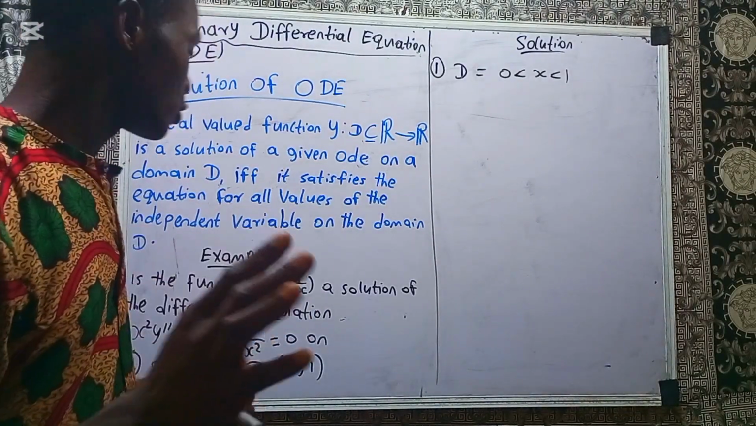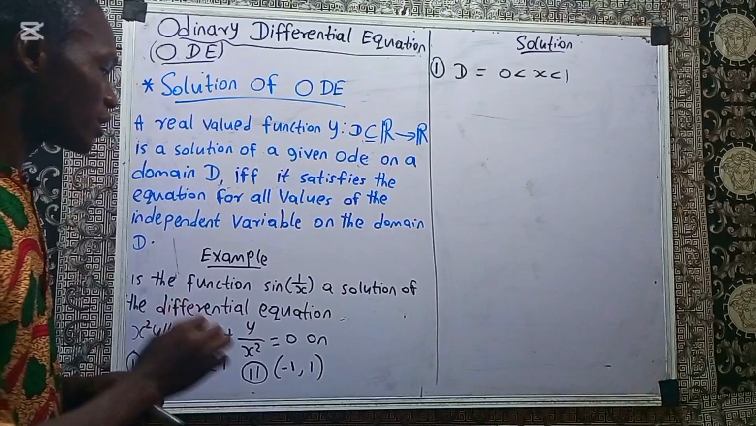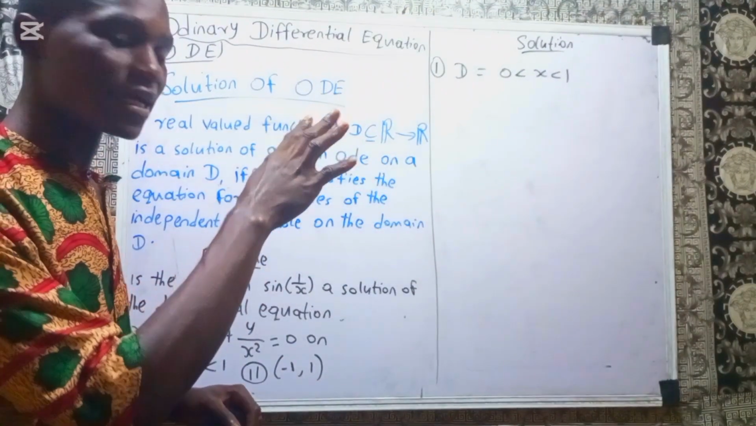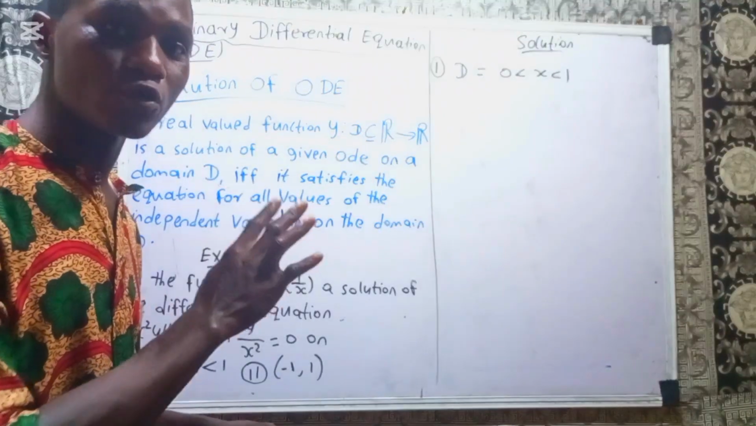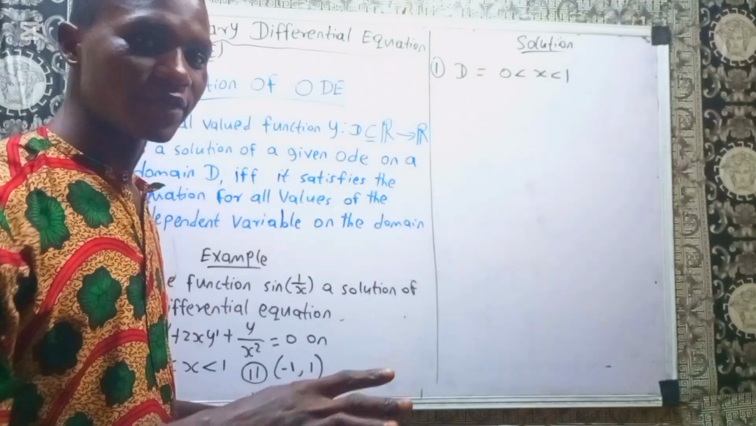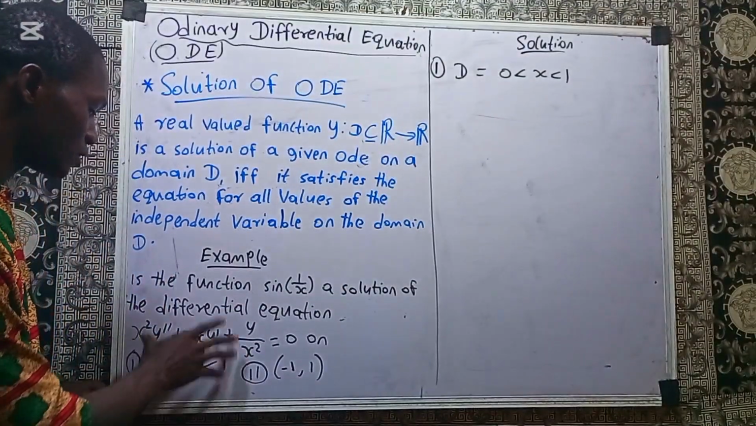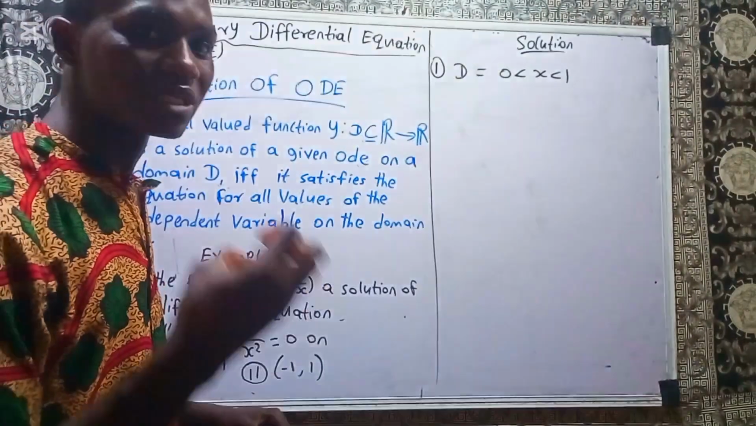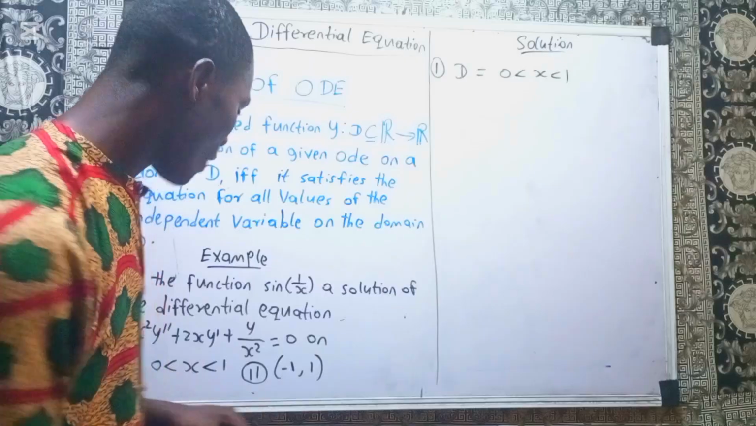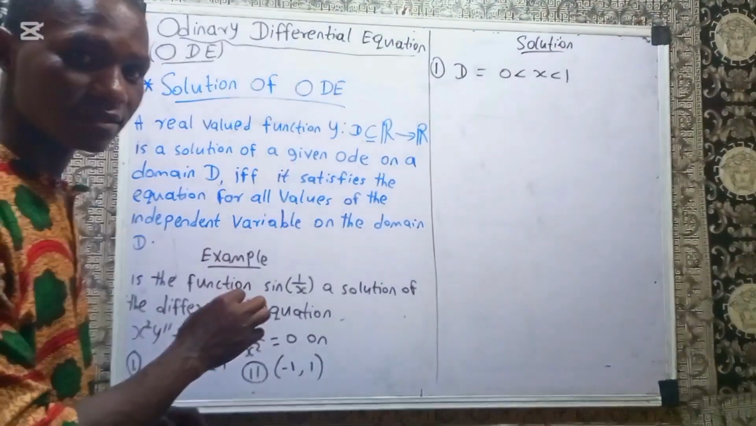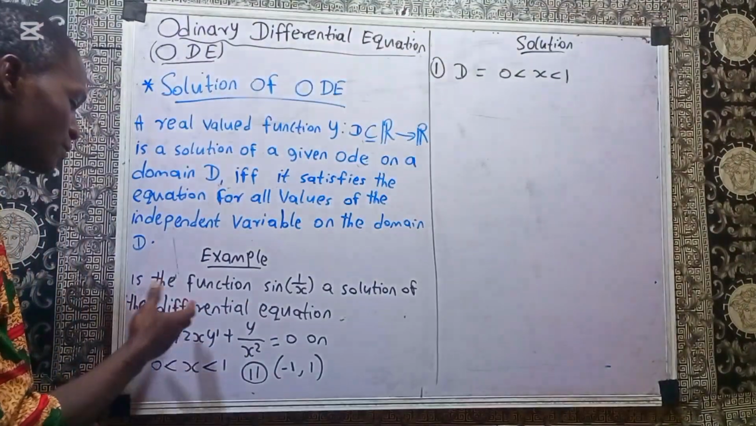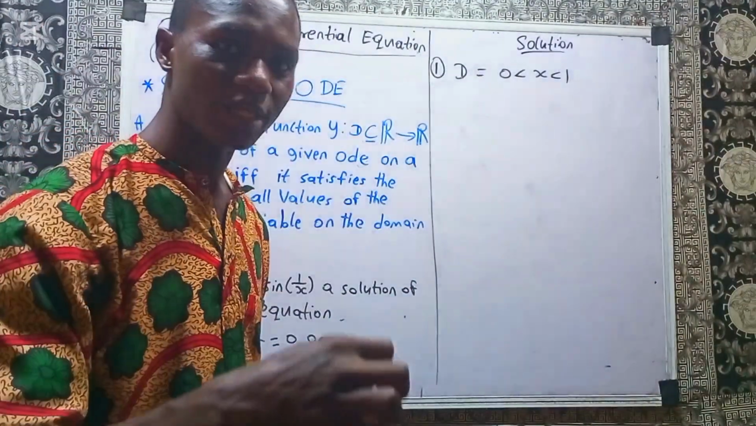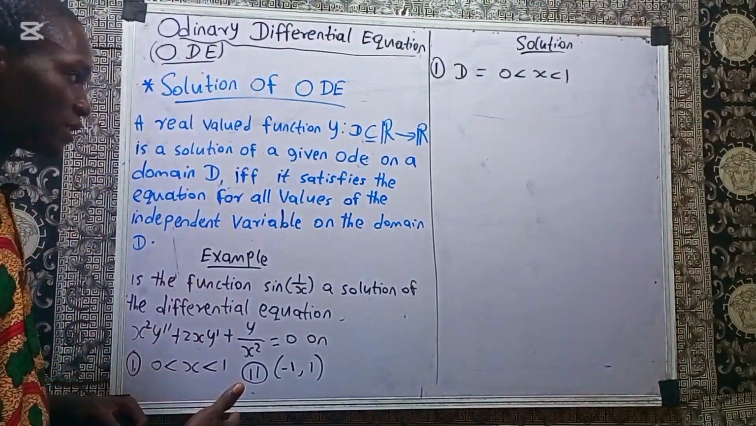Now you have to know whether this function is defined on that domain. They say that function must satisfy that given ODE at all points of the independent variable. The independent variable in this ODE is x, because x does not have prime. The one that has prime is the dependent variable. So y is the one having the derivative sign. All this prime is just the derivative sign. So y is the dependent variable, x is the independent.